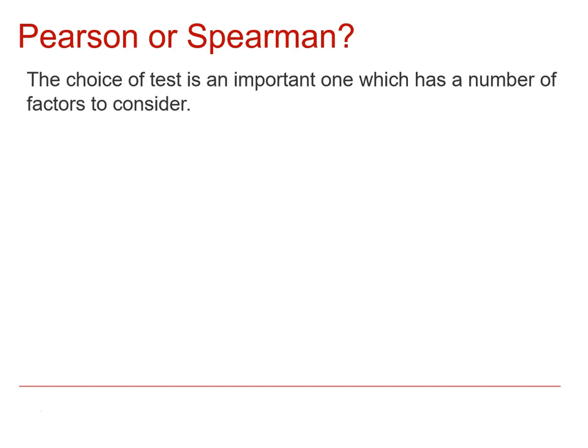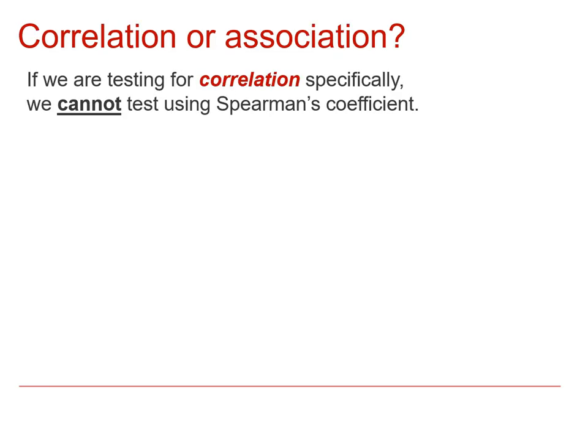So we have to think about a lot of factors when we're deciding whether to do Pearson or Spearman. So first of all, if we are testing for correlation specifically, we cannot test using Spearman's coefficient, as this only tests for association. Remember that correlation is specifically a linear relationship.